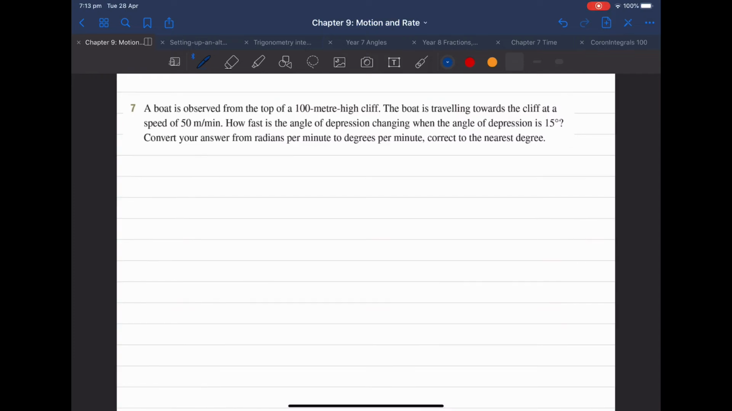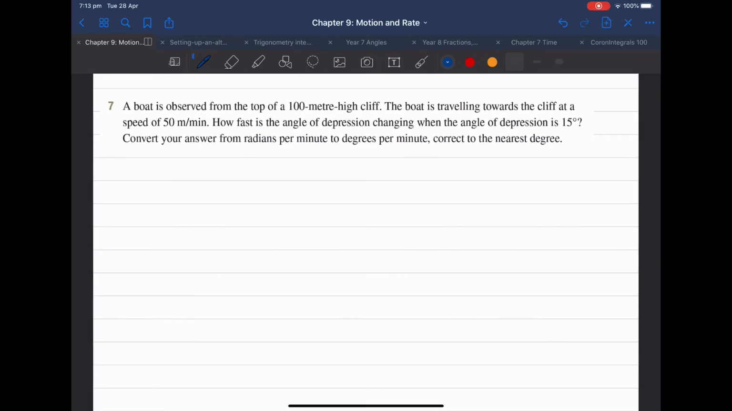Okay, next question. Let's just read the question first. A boat is observed from the top of a 100-meter high cliff. The boat is traveling towards the cliff at the speed of 50 meters per minute. I hope you understand what that means. It's a speed, it's a rate. These are the important information here.